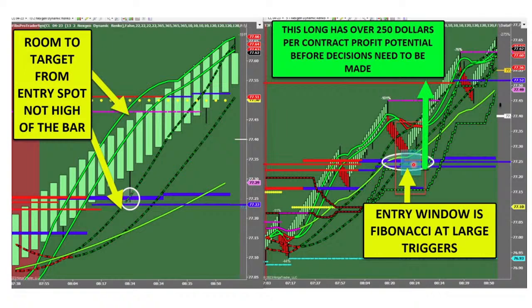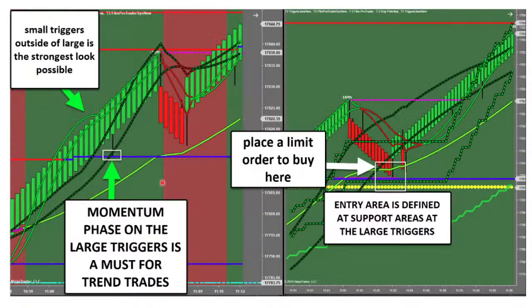We increase profit potential by buying low. We increase profit potential by waiting for the pullback, by getting in at the best of the best spot. But it's a two-chart process. Strong triggers, clear path, then and only then do I look for my small chart. Small chart, give me a reversal.